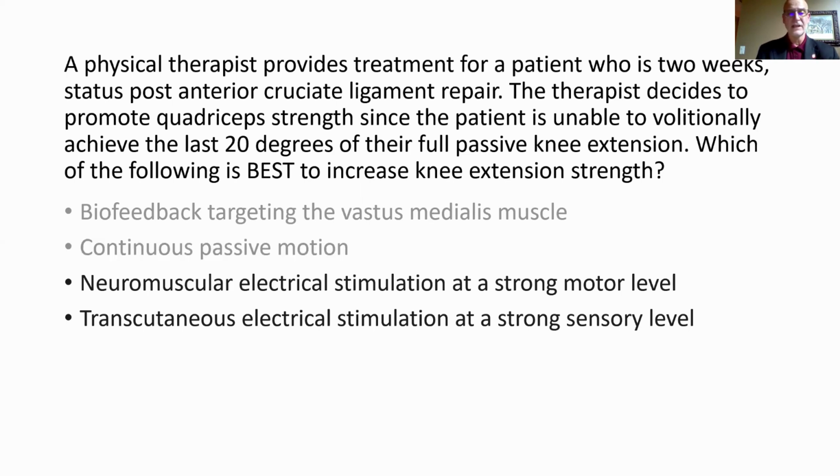So then you're looking at NMES, neuromuscular electrical stimulation, and transcutaneous electrical stimulation. Transcutaneous electrical stimulation is really designed more for pain, and it's at a strong sensory level. There are methods with TENS that you could do a motor level, and you could maybe argue, well, can't you use TENS? But not at a sensory level. What you need is neuromuscular electrical stimulation.